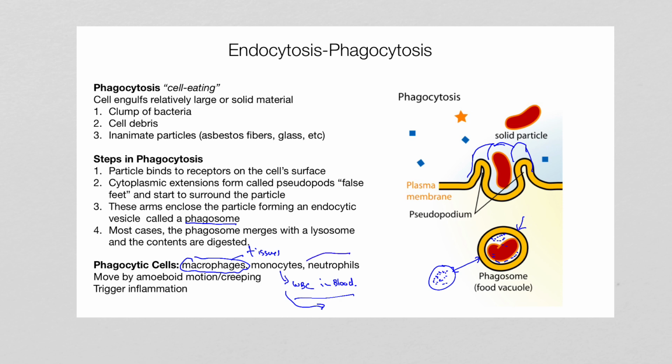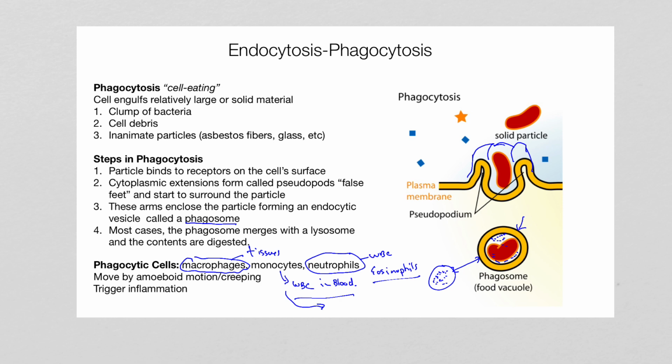Neutrophils are another white blood cell. They can be found in both blood and in tissues. They can move throughout the body, and they also do phagocytosis. Eosinophils also do phagocytosis, but not as much as these other three that are important.